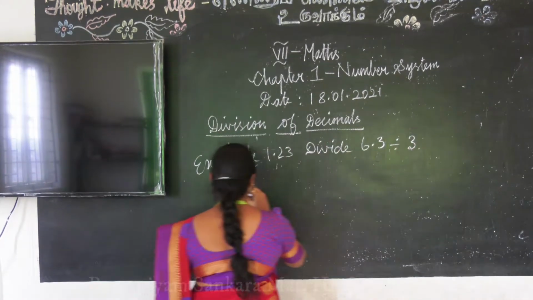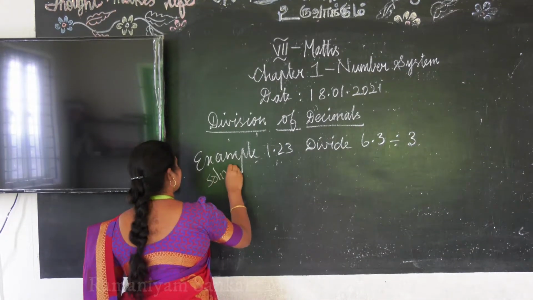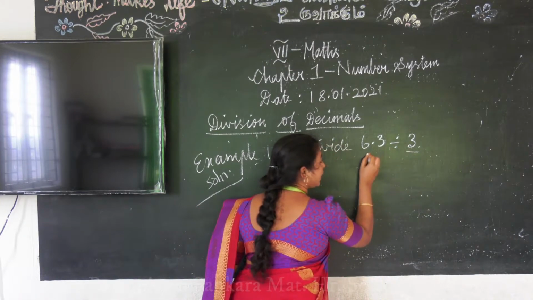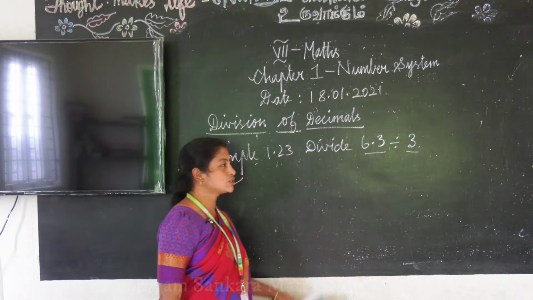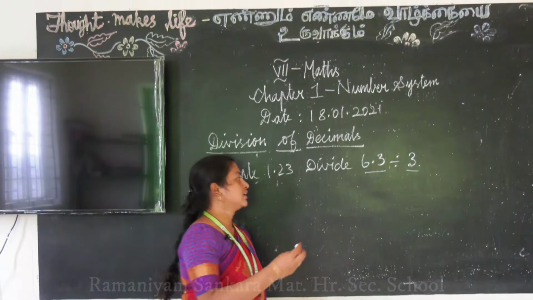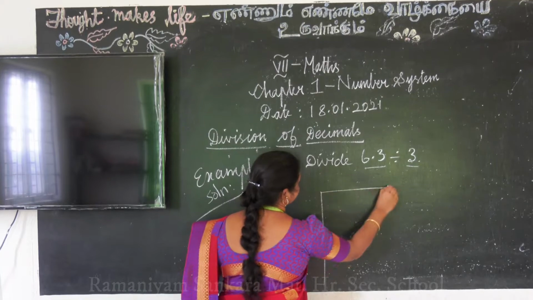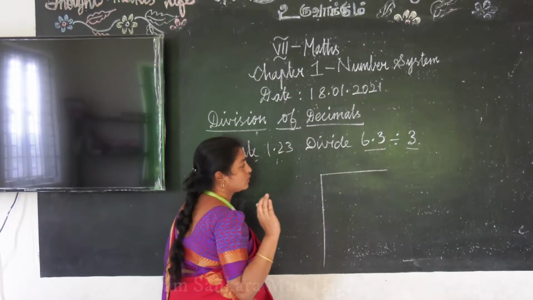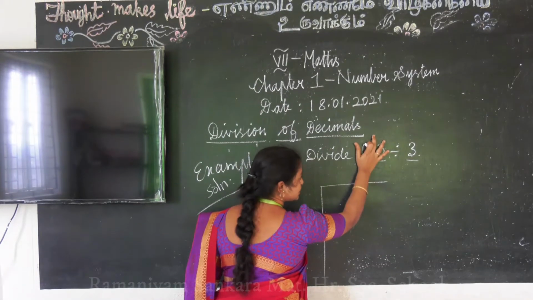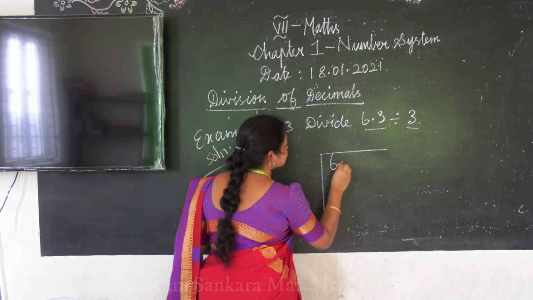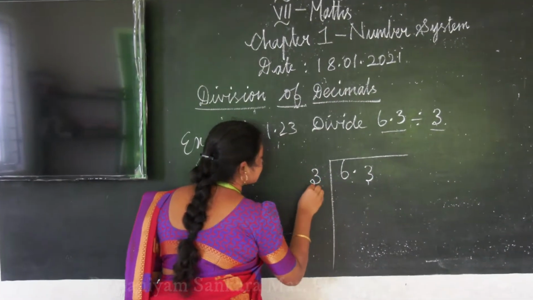6.3 divide 3. Solution: 6.3 is the dividend, 3 is the divisor. See how I will divide this decimal number by a whole number. Look at the sum. This is a decimal number, isn't it? The divisor is a whole number. 6.3, divisor is 3.